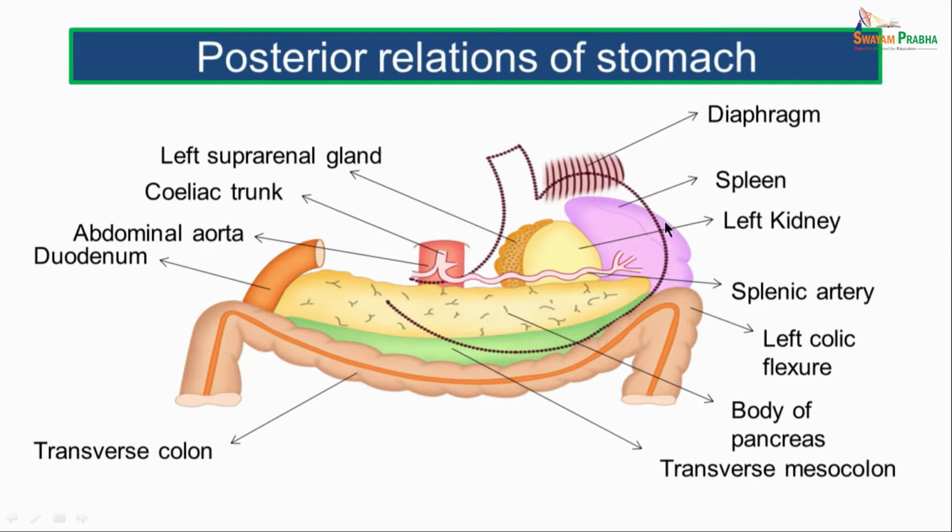The spleen is also seen as a posterior relation of the stomach, but it does not form part of the stomach bed because the spleen is separated by the greater sac from the stomach. So, only the structures that are separated by the omental bursa from the stomach form the stomach bed. Spleen is not a component of the stomach bed.